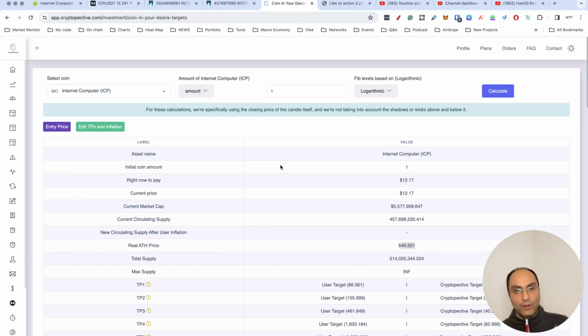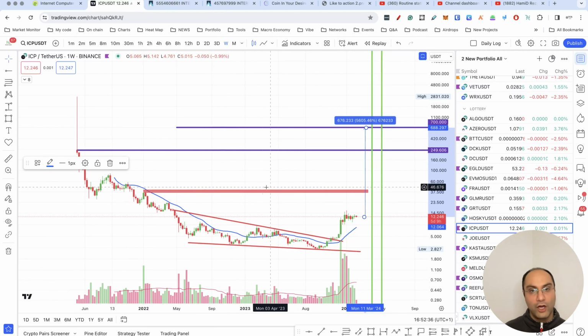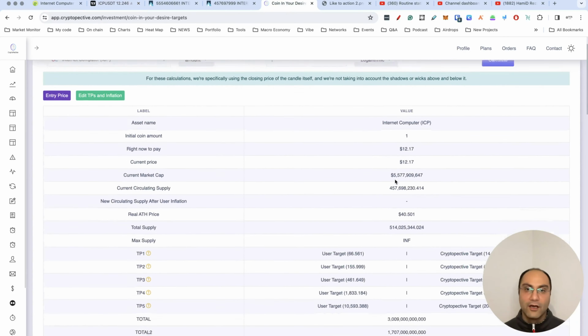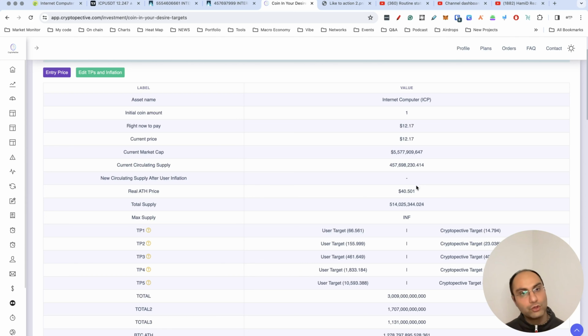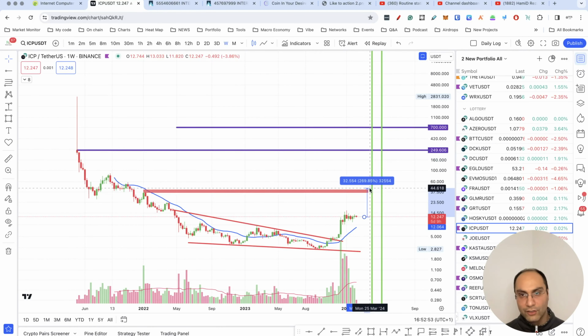Now let's have a look at CryptoPective to understand what the real all-time high price is. It means we are deducting the inflation. When we deduct the inflation of the coin in circulation, we should have something new. We call it the real all-time high price, which is around $40.50. Then we should mitigate this to $40.50, around this area.